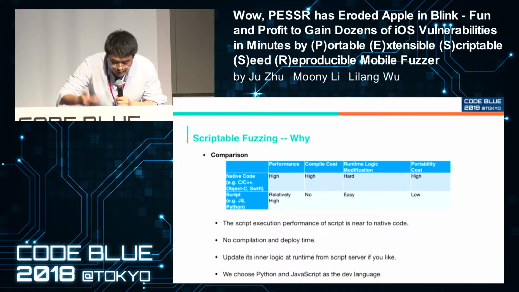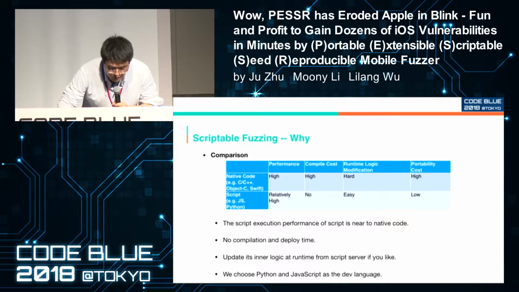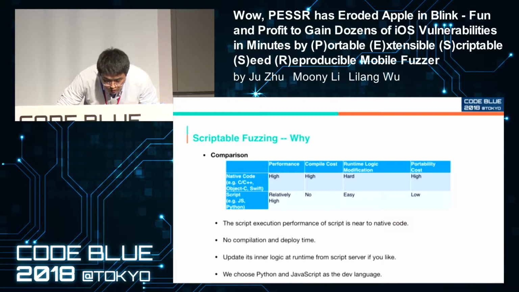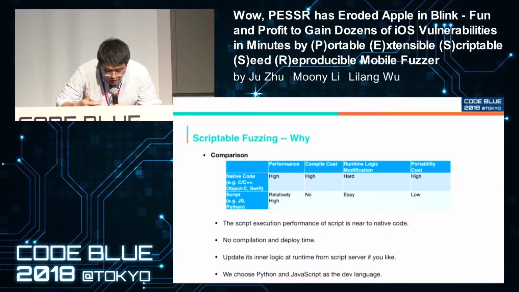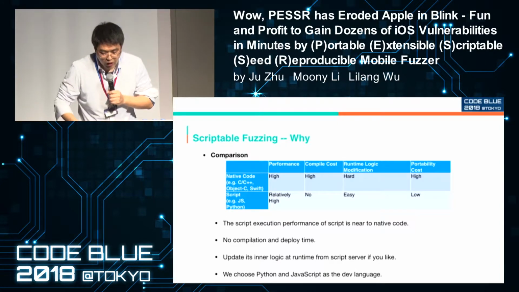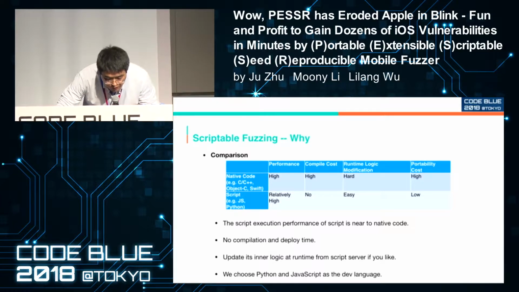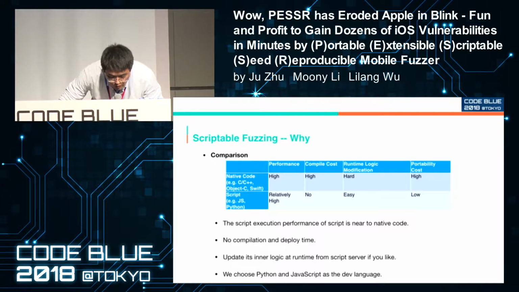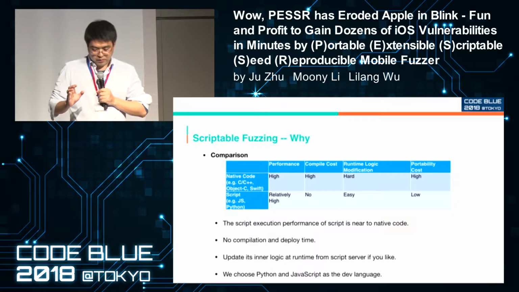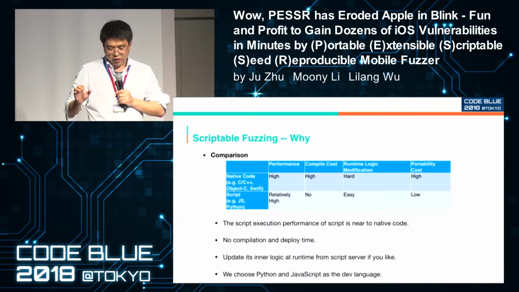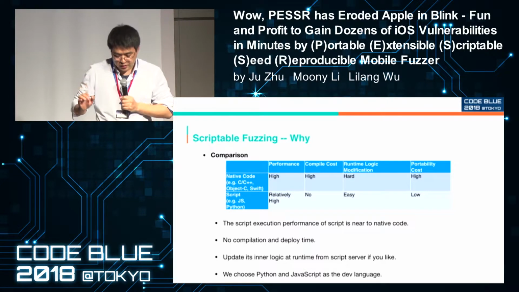For example, whether this kind of fuzzing agent is easy to port to different platforms, and whether we can modify the fuzzing logic at runtime or not, and whether it needs compile effort. And finally, we will choose to wrap our fuzzing framework of iOS or Mac in the format of a script.